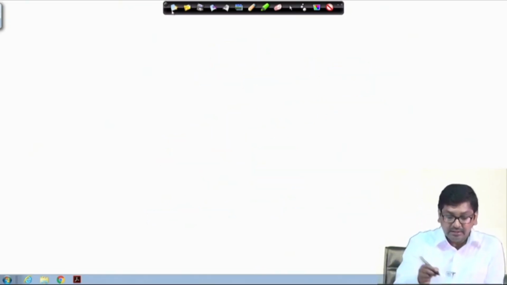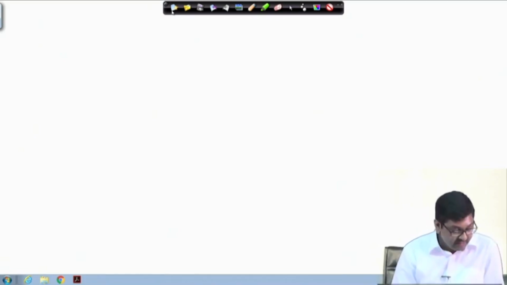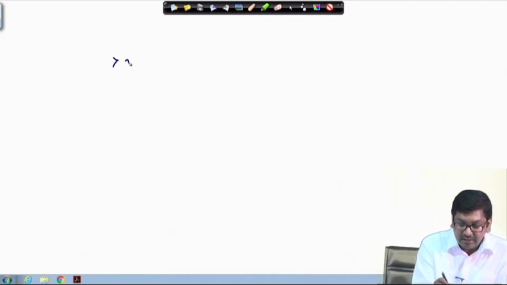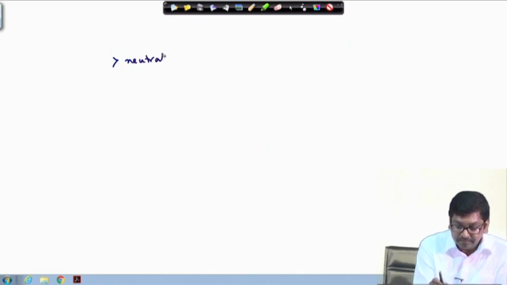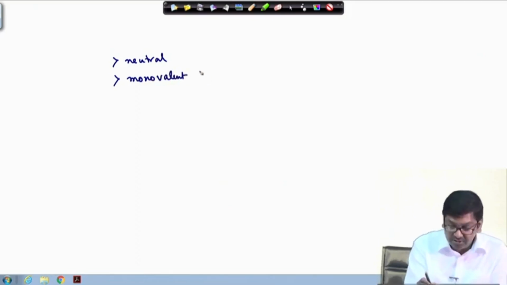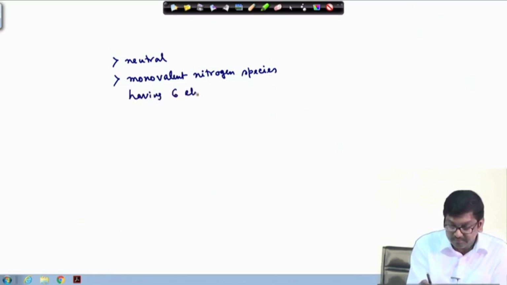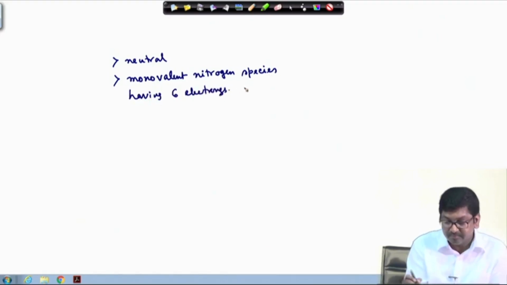Okay. So, what are their characteristics? As I mentioned previously, they are the nitrogen analog, we can say, of carbenes. So, they are neutral species, and obviously they are monovalent nitrogen species having 6 electrons. Okay.